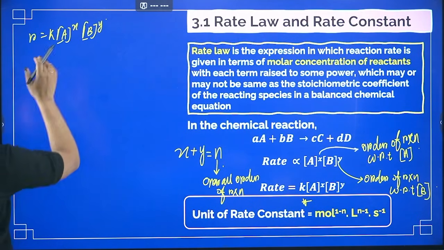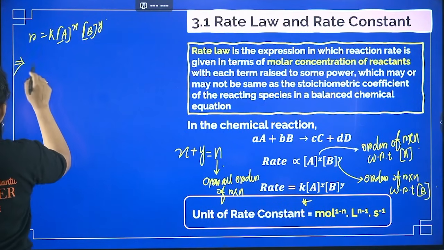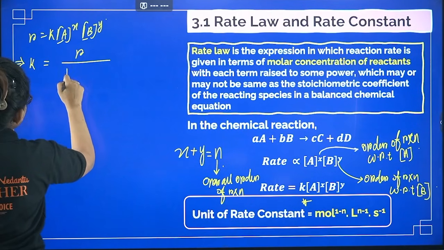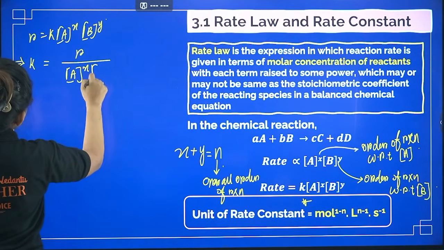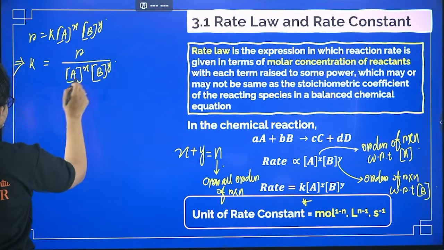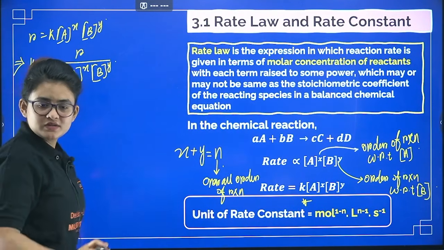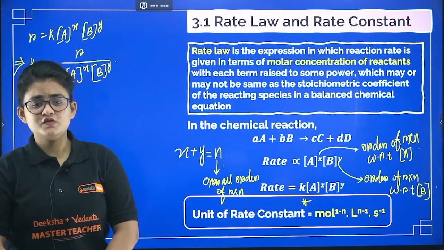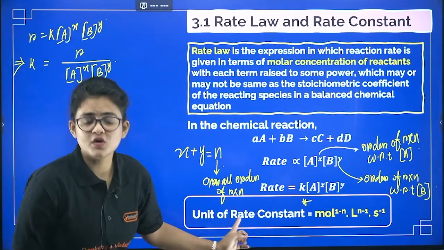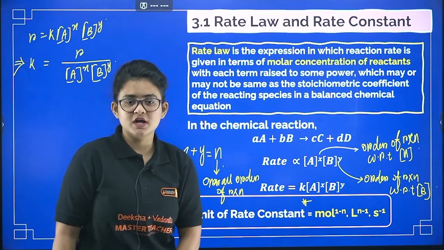Okay, now this is your equation. From here, if I want to find out k, it is basically r divided by a power x into b power y. Here you can see a and b. I'm targeting to find out the unit, because for any reaction, if you see only the unit of k, you will find out which order reaction it is. That's my target. It's a shortcut trick.